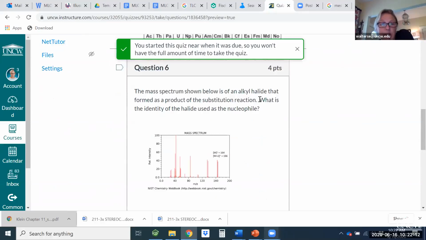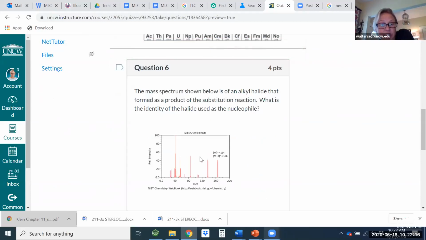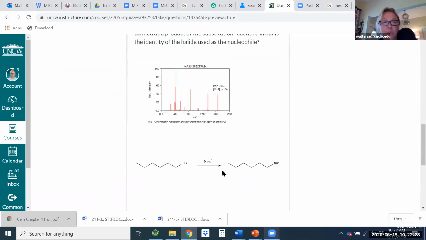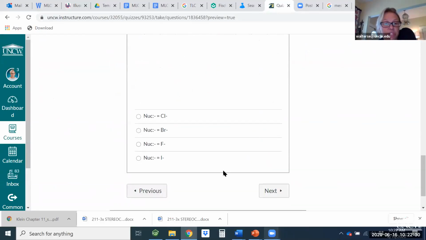Okay, so the mass spec is of an alkyl halide, and then you undergo a nucleophilic substitution. This is the mass spec of the product. You have M and M+2 shown with masses in almost a 1-to-1 ratio, which indicates bromine would be used as your nucleophile.